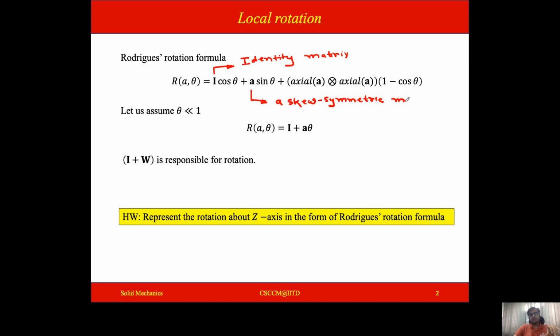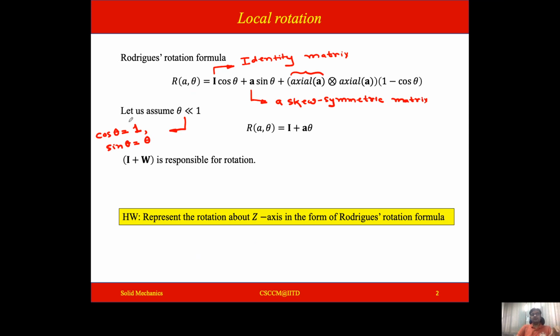Skew symmetric matrix. And then there is axial of A, which we will discuss today. And then there is cos theta and sin theta, where theta is the angle of rotation. Now, if we assume that the rotation is very small, as we have assumed for strain throughout this course until now, so if we assume theta to be small, what do we have? This gives us two results. One is cos theta will become equal to 1, and the other is sin theta will become equal to theta.